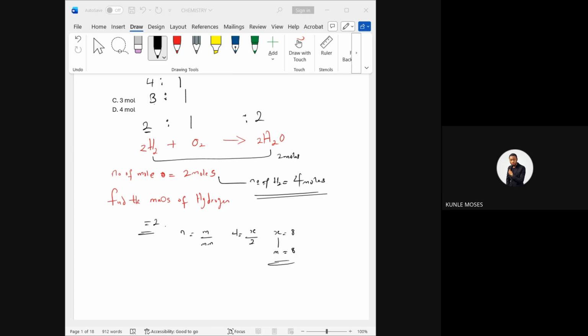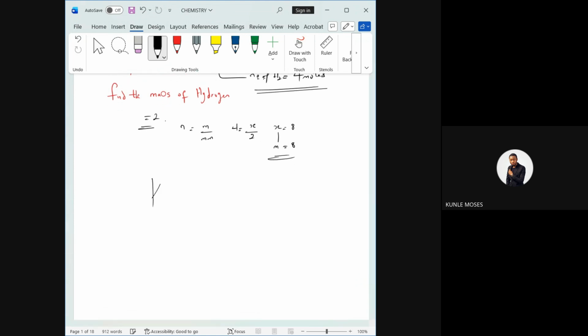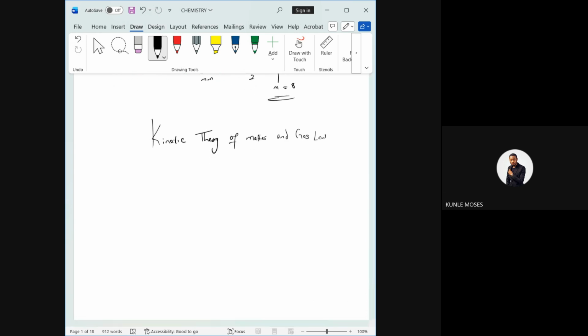Okay, so let's move to kinetic theory of matter and gas law. That's the topic for today. Can you please write it down? This is chapter 3. This is the third chapter that JAMB asks you to know for this year's chemistry JAMB exam. The kinetic theory of matter and gas law. We'll be talking about different laws: Boyle's law, Charles's law, Avogadro's law, and all of those laws.